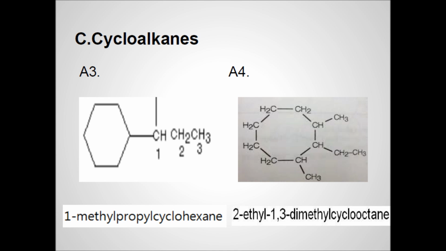For this example, you have to first find the parent chain, then find the branch chain. Then it is going to be 2-ethyl-1,3-dimethylcyclooctane.